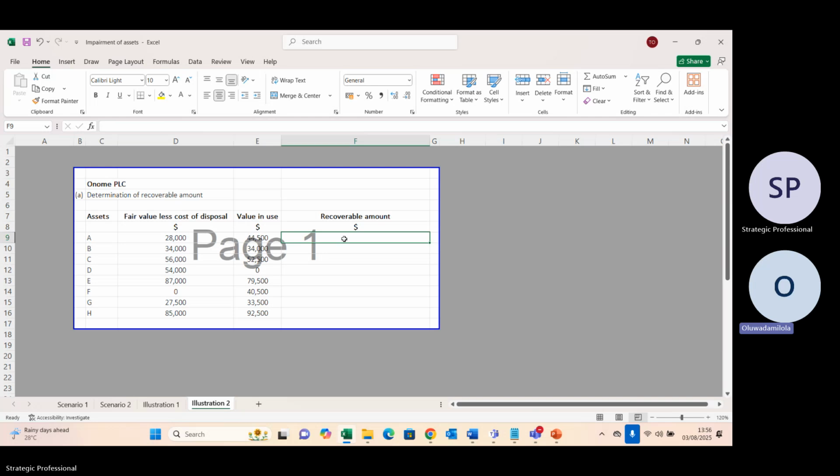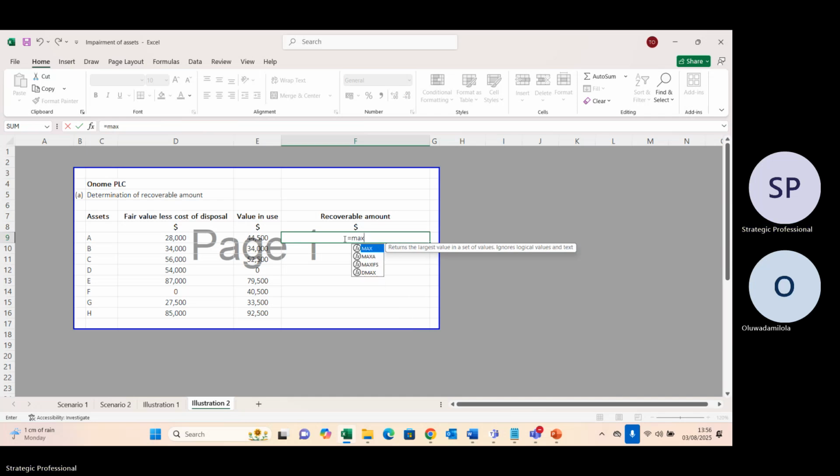So it's going to be the difference between the fair value less cost of disposal and the value in use, whichever is higher. Exactly, whichever is higher, because I said recoverable amount is the higher of fair value less cost of disposal or value in use. So the higher of the two of them.